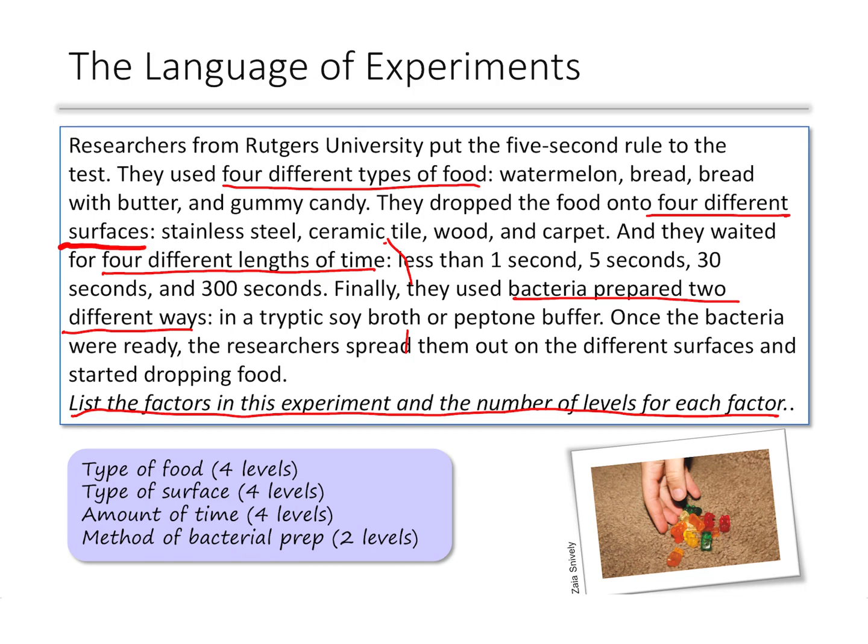Our factors are types of food, and then it wants to know how many. Well, we had 4 types of food. So there's our 4 types of food at 4 different levels. Our type of surface, we had 4 different surfaces. It may ask you to list them. In this case, it just said how many different ones did you have. We had 4 different time lengths, and then we had 2 different methods of bacteria prep. So there's our example of listing factors and how many we have of each one.